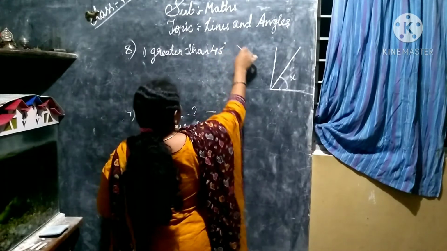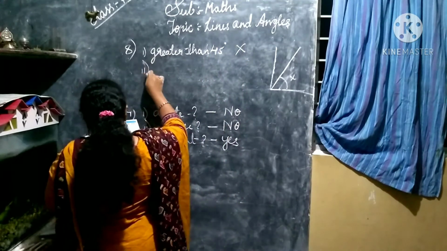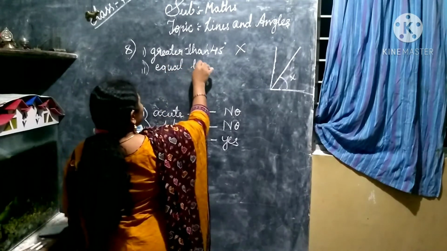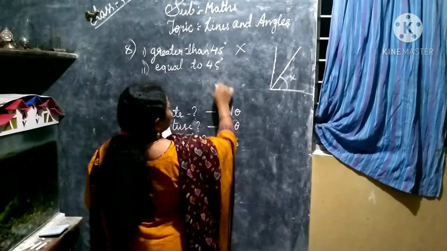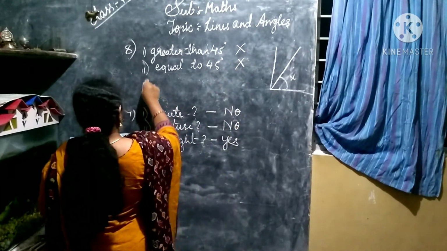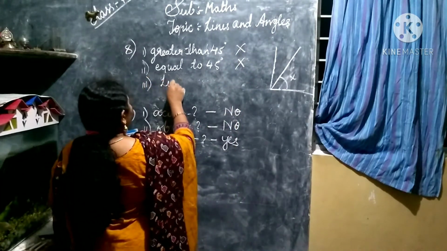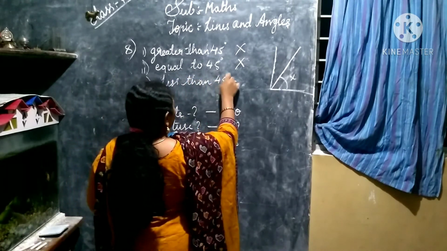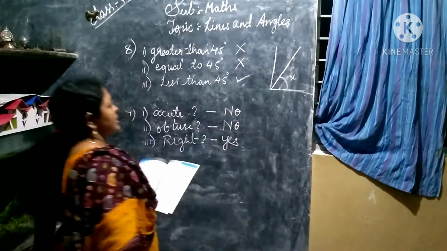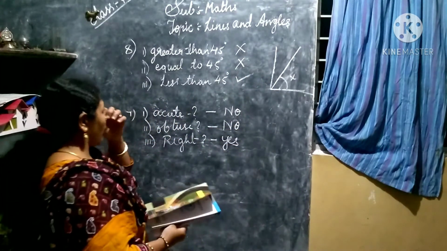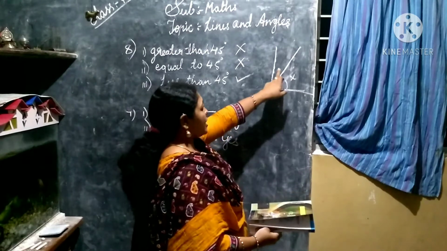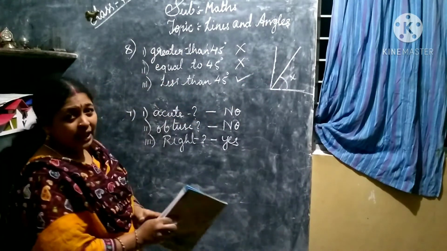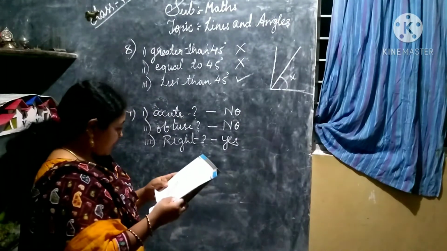Greater than 45 degree? No. Then equal to 45 degree? That is also no. The third one, less than 45 degree. So therefore this is correct. Therefore when the first angle is more than 45 degree, the second angle should be less than 45 degree. Then only you will get a complementary angle, isn't it?